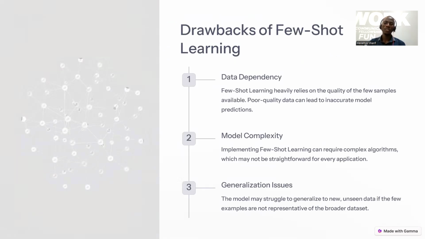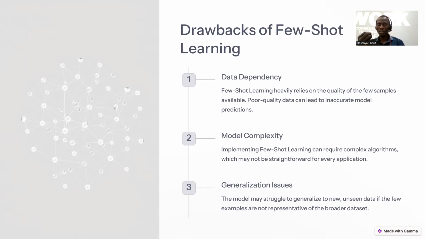Then drawbacks of few-shot planning. One, which is the main one, is always the data dependency. Remember, we are using a few samples to train our model. So if you're using a few samples to train our models, we need to rely on high quality data to train this. Poor quality data will always lead to inaccurate results. So if you are going for this model, let your data be of quality.